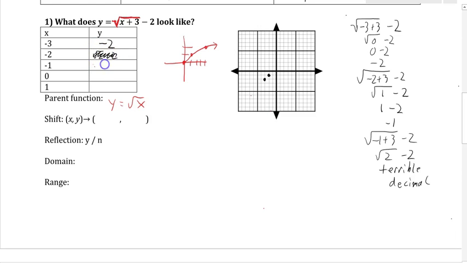Oops, put that in the wrong place. Square root of 2 minus 2. Forgot to put in the -1 up here. So what about when we plug in 0? We'll have 0 plus 3. Square root of 3 minus 2. Again, some terrible decimal that I'm not going to want to graph. But what happens when we plug in 1? We get the square root of 1 plus 3 minus 2. Square root of 4 minus 2. 2 minus 2, which is 0. And there's our next good point. 1, 0. We know the basic shape is going to look like that.